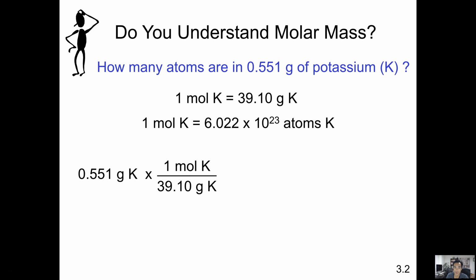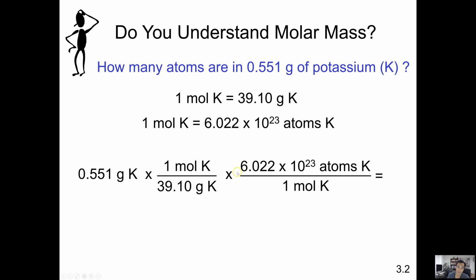So I want to convert 0.551 grams. We divide it by that. Then we go into moles now. And then I can go ahead and use another ratio, which I indicate is this one, by 6.022, and I go ahead and cancel out the grams, cancel out the moles, and I should end up with 8.49 times 10 to the 21st atoms of potassium. That means in only half a gram of potassium, I have 8.49 times 10 to the 21st atoms, which is huge.